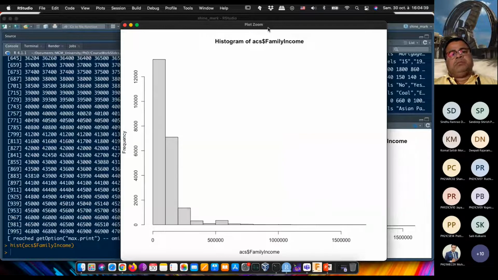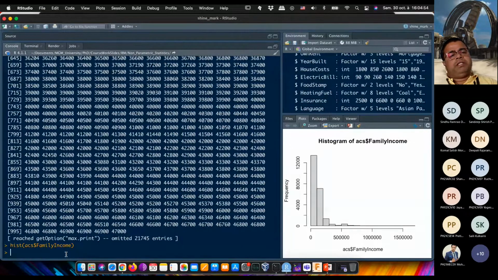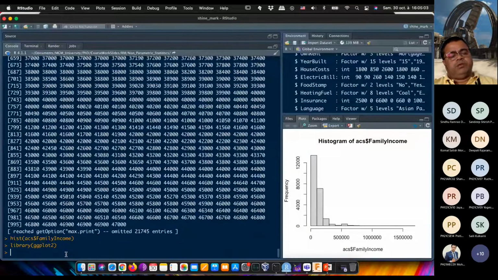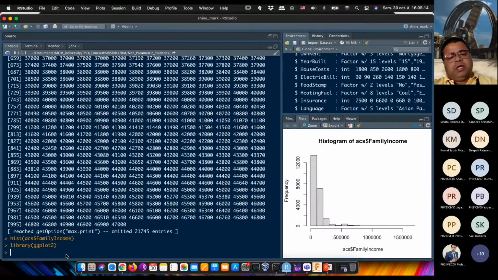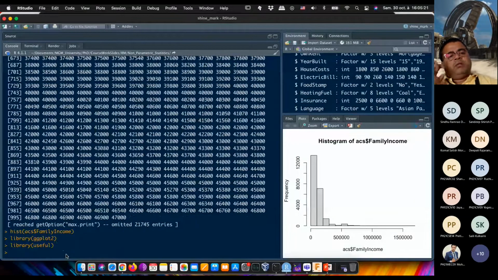Yes, it is visible. Okay. Now here there are not a lot of bins available. So what we prefer is using a density plot. A density plot can be generated using ggplot. So how do I do that? I just say library ggplot2. I just load that library ggplot2. If I do that, then I will be able to plot it using a density plot. And then I am also using this library called useful. I'll just do that, library useful. I did that.